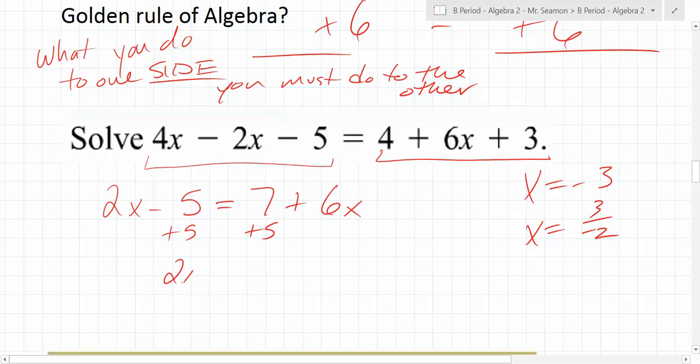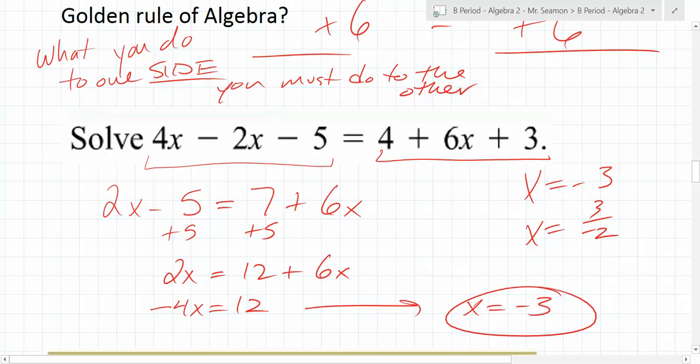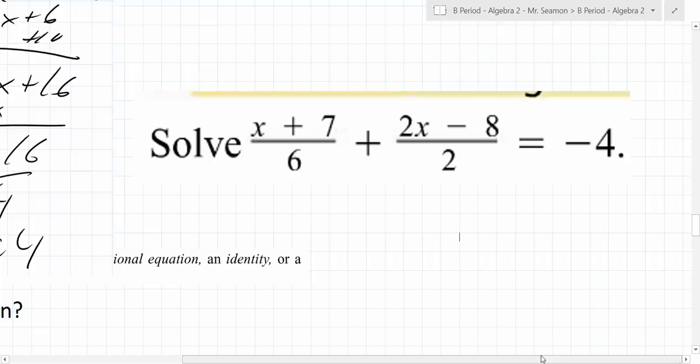So what do I end up with? 2x equals 12 plus 6x. Now what should I subtract from both sides? 6x? So what do I get on the left if I subtract 6x? So you get -4x equals. Now what do I do? Divide both sides by -4 and you end up with x equals -3. Nice. Yeah. What's the only thing that's slightly different about this one?